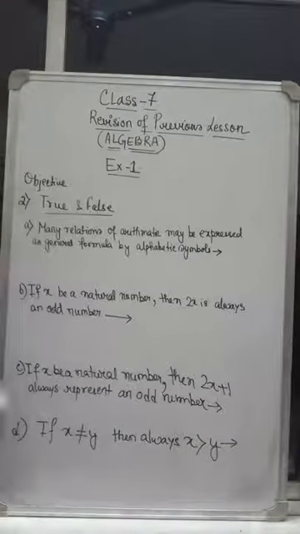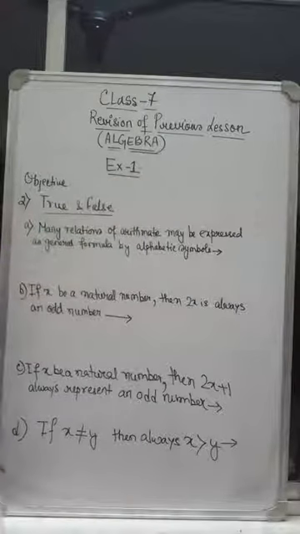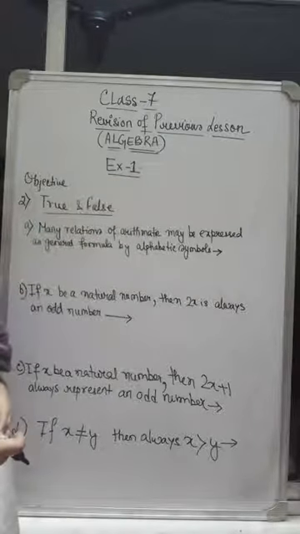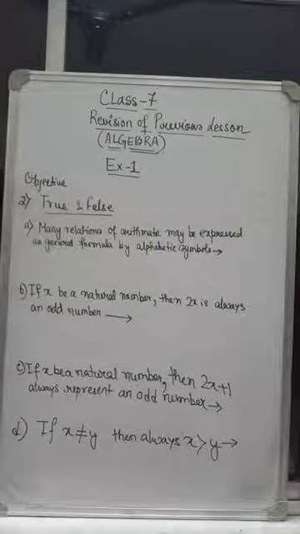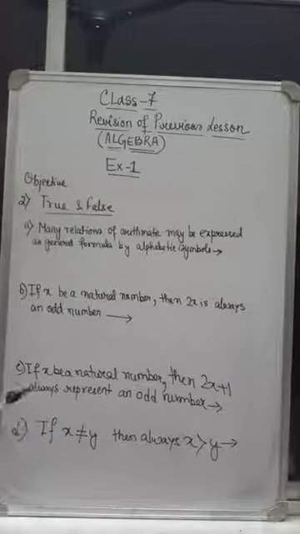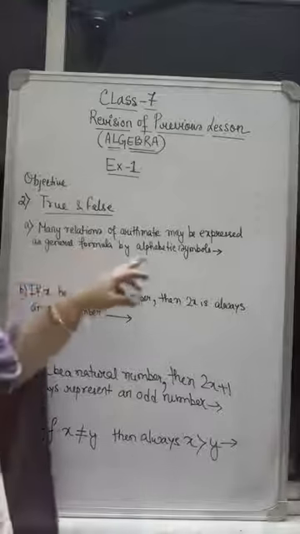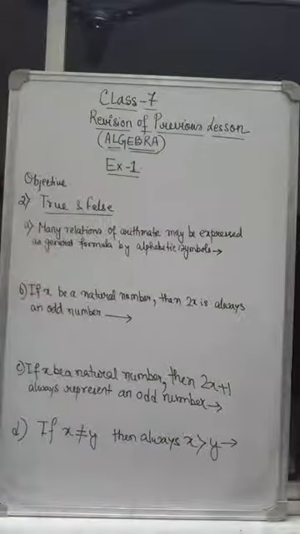Class 7, we are doing the same exercise 1 of algebra, objective part number 2, true and false. Here you have to mention which statement is true and which statement is false. The first statement: many relations of arithmetic may be expressed as general formula by alphabetic symbols.